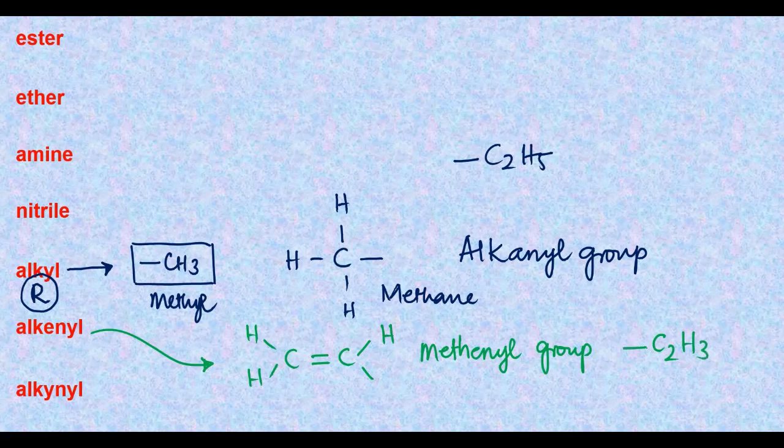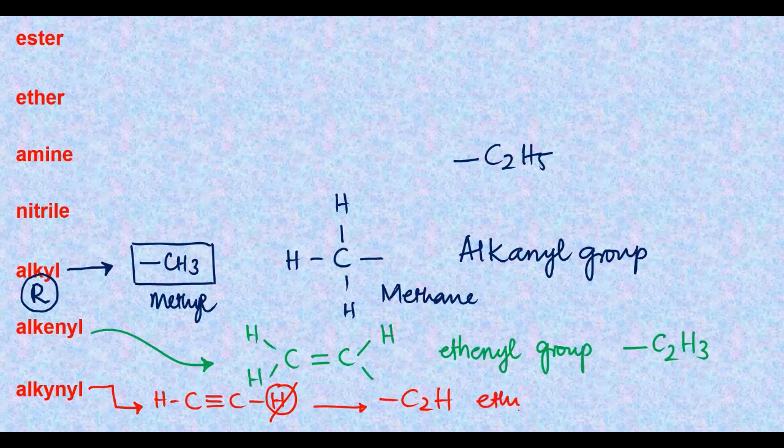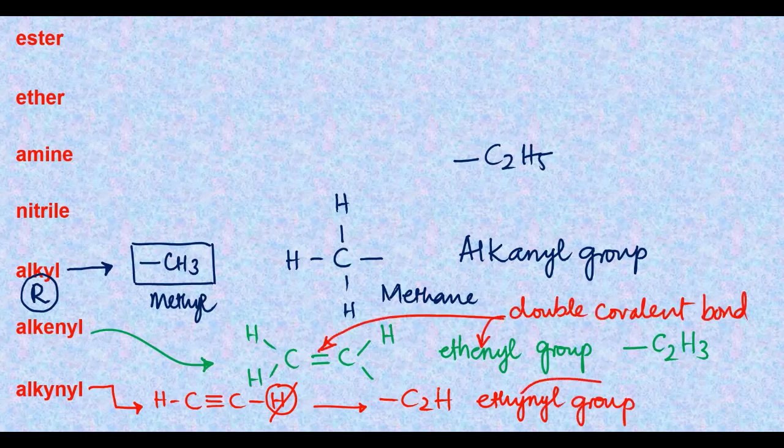C2H3, one valency free. Similarly, the alkynyl group is formed if we have an alkyne with a triple covalent bond between the two carbon atoms. If this compound loses one of the hydrogens, it will turn into C2H and one valency of the carbon is free. This is known as the ethynyl group. So ethynyl means a triple covalent bond, while vinyl group means there is a double covalent bond.